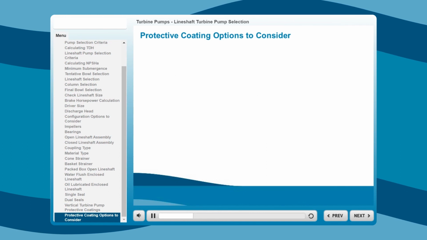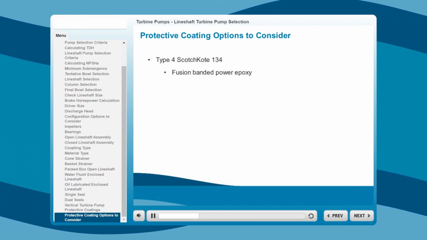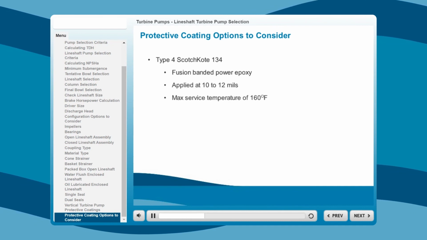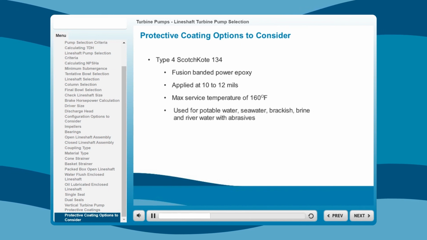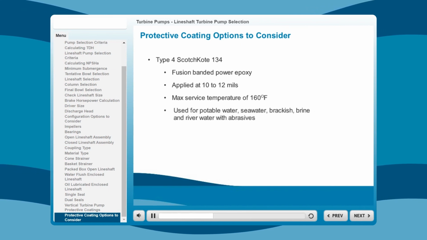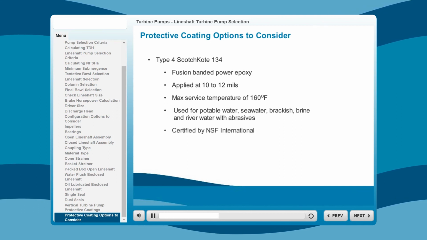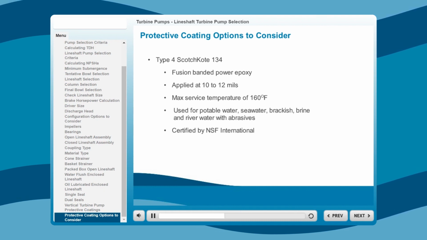Type 4 Scotch Coat 134 is a fusion-bonded powder epoxy. It's applied at 10 to 12 mils with a maximum service temperature of 160 degrees Fahrenheit. This coating is used for potable water, seawater, brackish, brine, and river water with abrasives, and is certified by NSF International in accordance with ANSI NSF Standard 61.